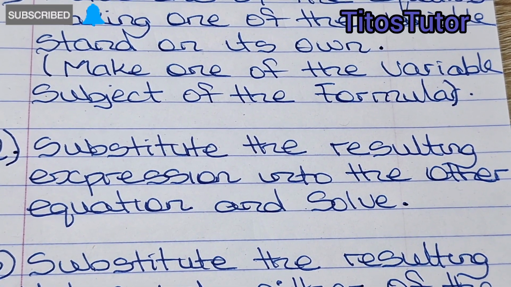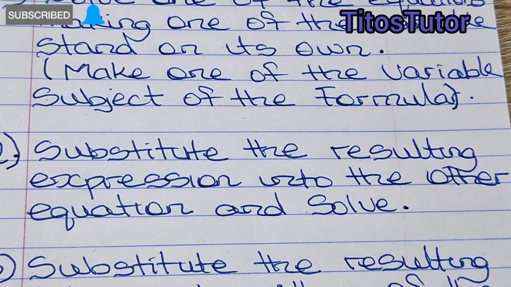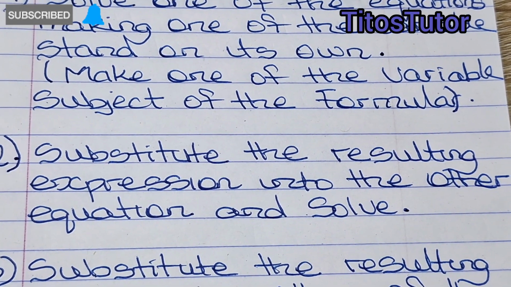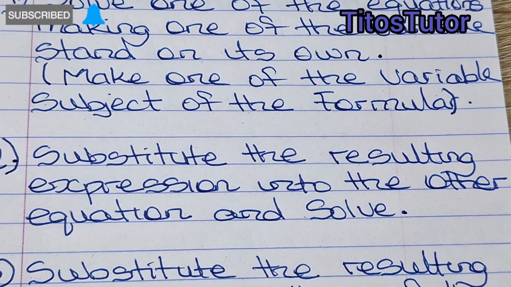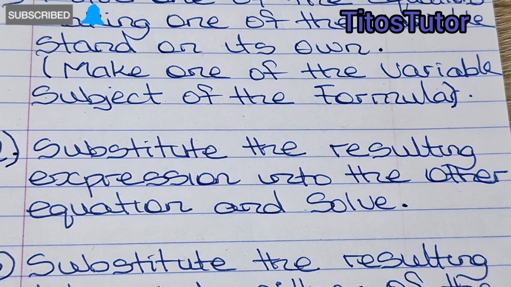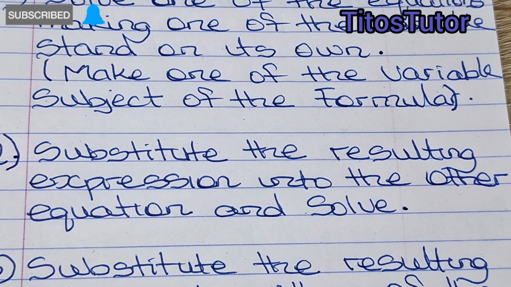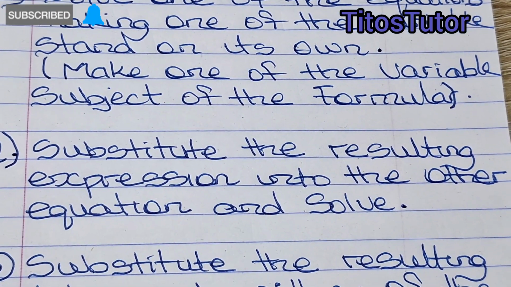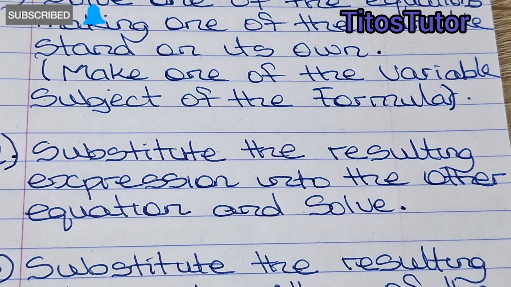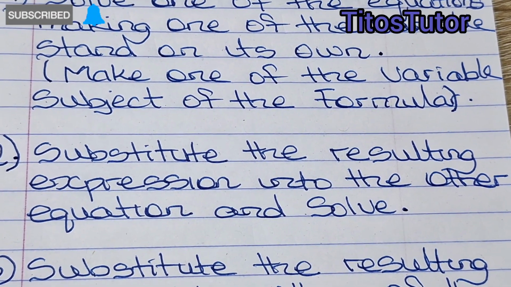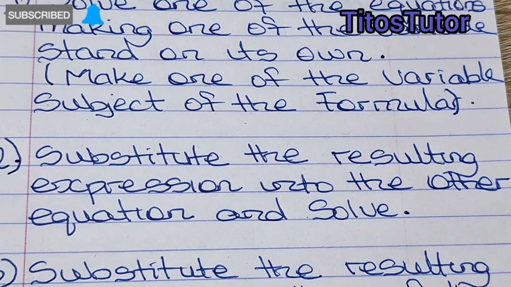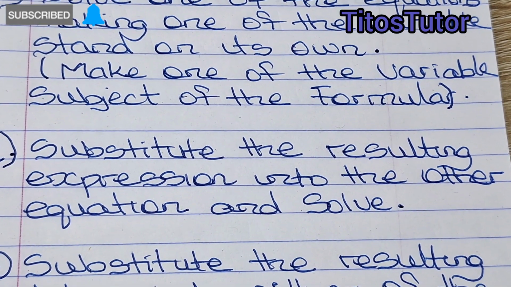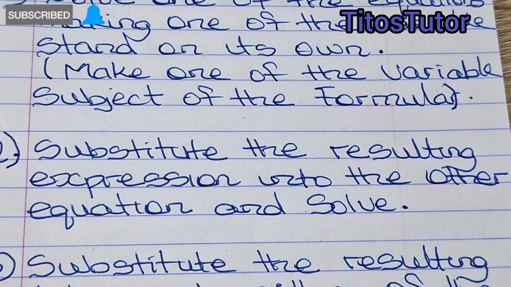So for example, if my subject of the formula was made from the first equation, I can't substitute back into that equation. No, it's mathematically incorrect to do that. So you substitute in the second equation. And if you made one of the variables the subject of the formula in the second equation, then you substitute the expression in the first equation. So that's how it works, right?